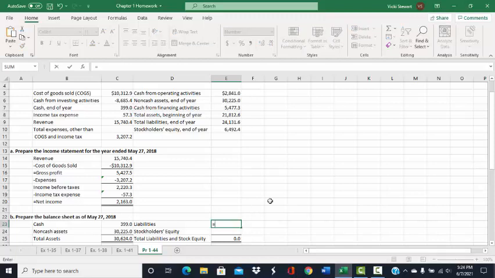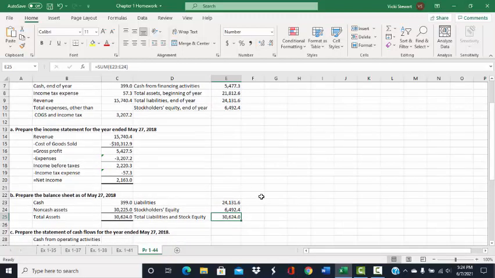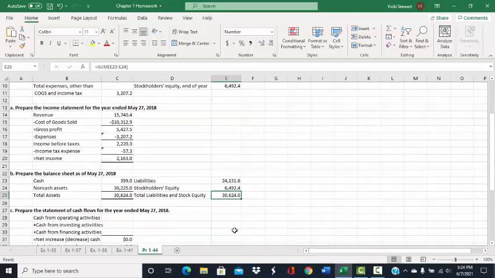So we're going to copy our liabilities at the end of the year and the stockholders' equity at the end of the year. And it does equal. So our total liabilities and stockholders' equity is also $30,624 million. Now we're going to prepare the statement of cash flows.